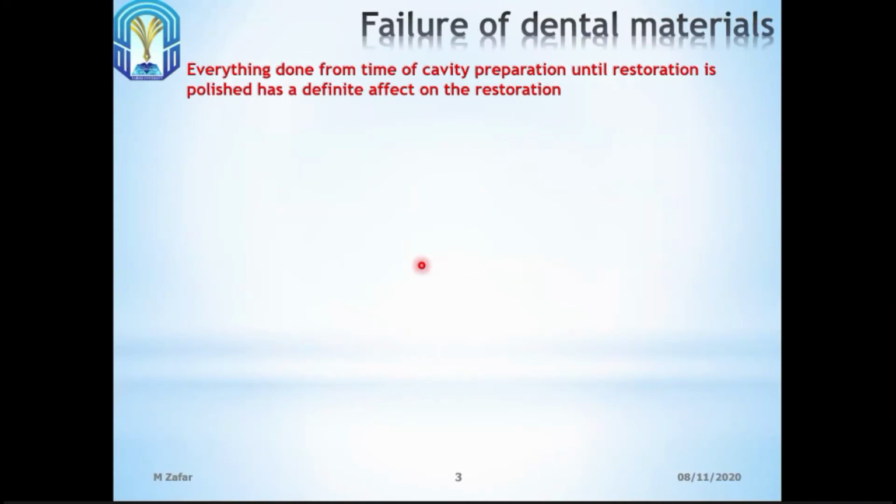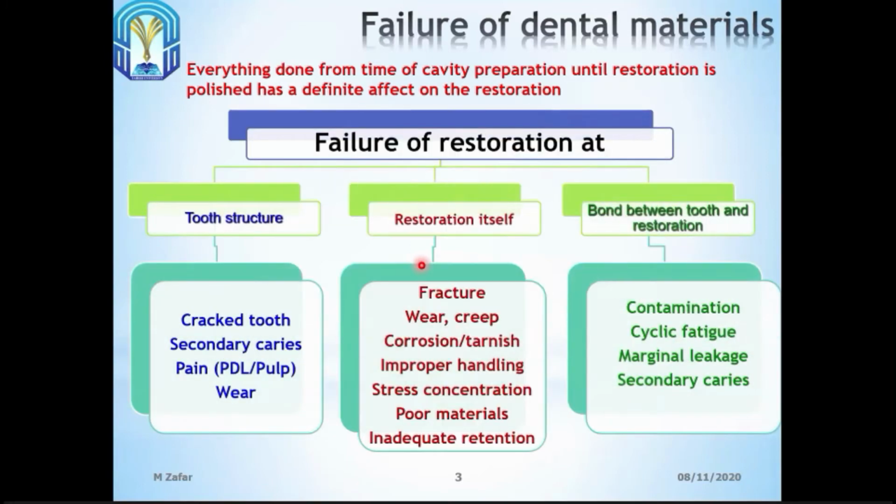Failure can come from anything we do during a restoration. Failure can be due to operative procedures, or failure might be due to the material itself. For example, if you see this schematic presentation, failure can come from the tooth structure itself. I mean, there is nothing wrong with the material, but the tooth itself. So what can be wrong? The tooth can break, or it can get a fracture, or caries or pulpal pain. So this can happen with the tooth structure, or even wear.